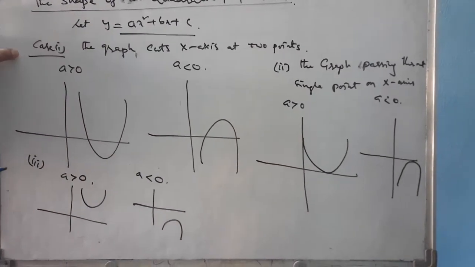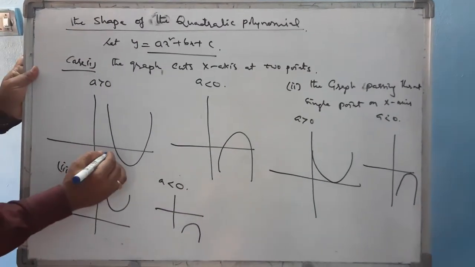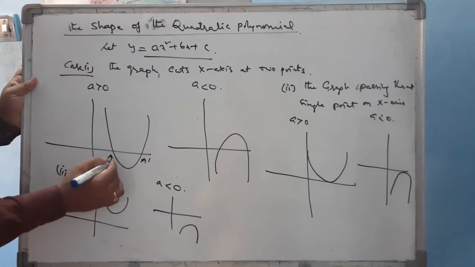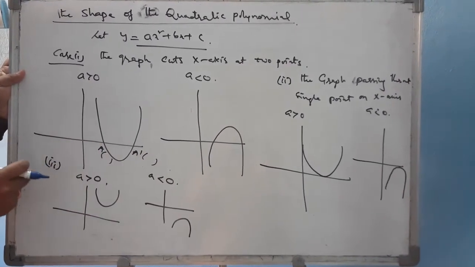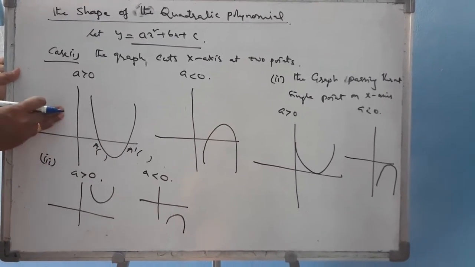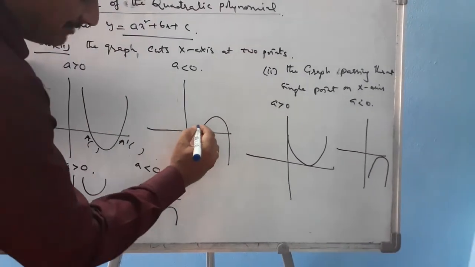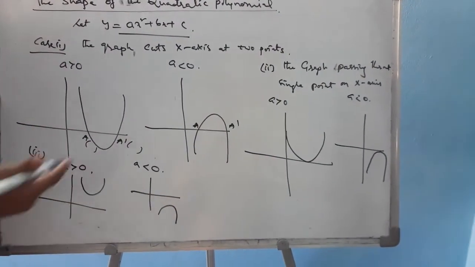So these are the graphs of the shapes of the quadratic polynomial. See here, in the first case, the graph cuts the x-axis at 2 points. Now I am taking these 2 points as A and A dash. The x coordinates of A and A dash are known as the zeros of the polynomial. So in this case, it has 2 zeros. Here also, same as this, with A dash, it also has 2 zeros.